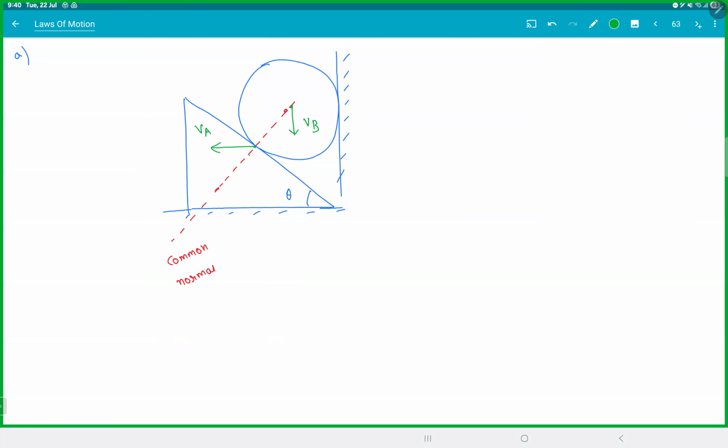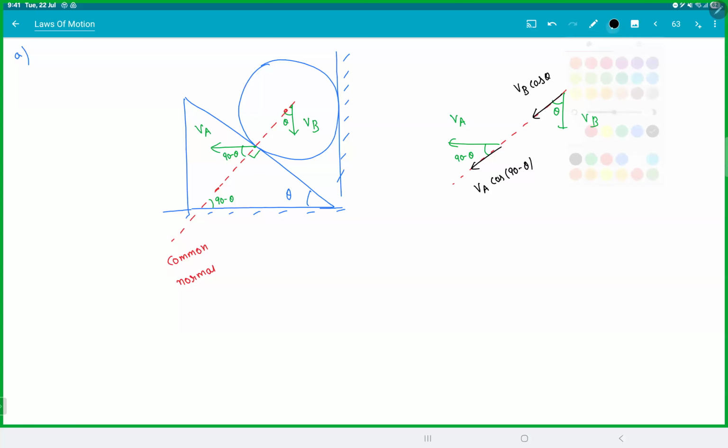If this is angle theta, this is 90 degrees. This is 90 minus theta. This angle will be 90 minus theta, and this angle will be theta. Are the angles clear? So along that red line, if you look at the velocities, this is VB and this is theta. This is VA and this is 90 minus theta. So velocities along the normal must be the same. This component will be VB cos theta, and this component must be VA cos(90 minus theta). Since both the ball and the wedge are always touching each other, these two velocities must be the same.